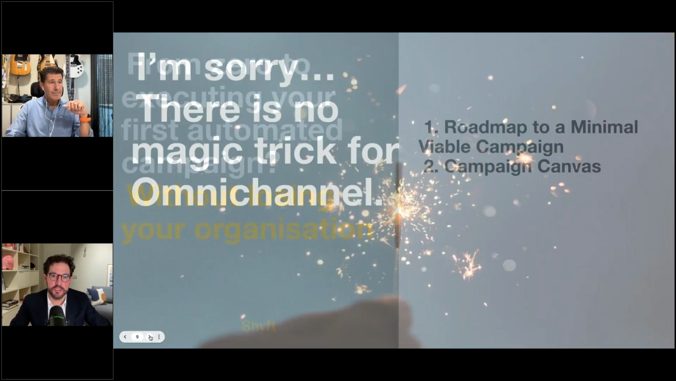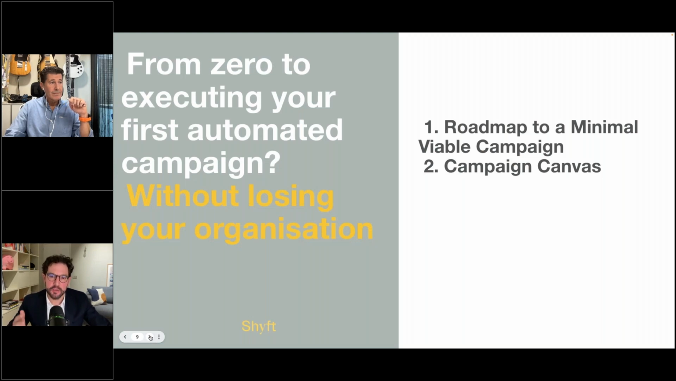But I wanted to touch on two things today. How can you start really from zero to having your first automated campaign in 2024? And the piece in yellow is very important: without losing the organization, without going too fast, as an omni-channel expert. Two things that you need to put in your toolbox. The first one is, what is my roadmap to a minimal viable campaign, in preparation and onboarding the organization? And the second, how can just one page, a campaign canvas, something really easy and basic, put the right people around one table and have a conversation on one sheet of paper? That's basically the goal of the campaign canvas.